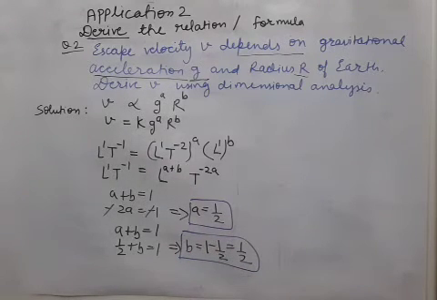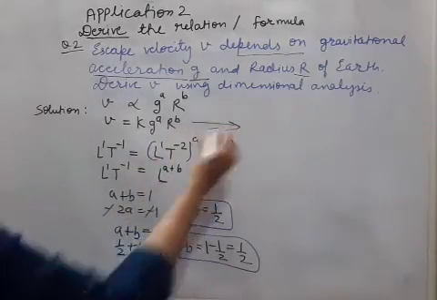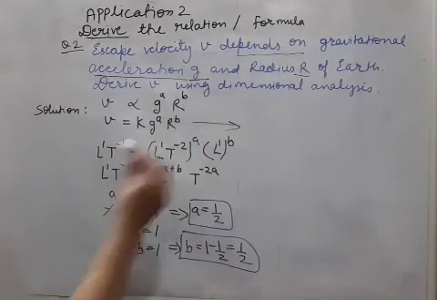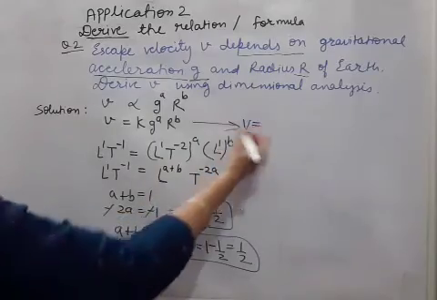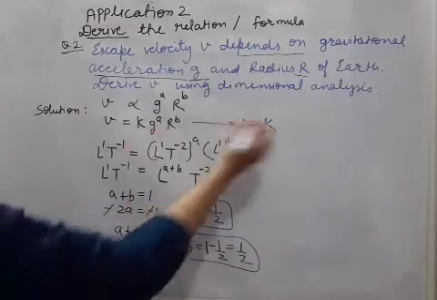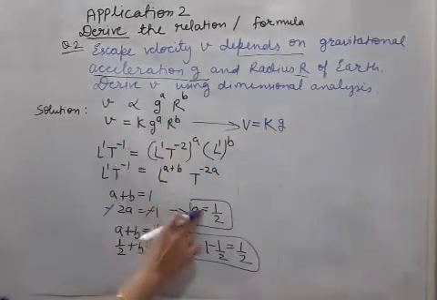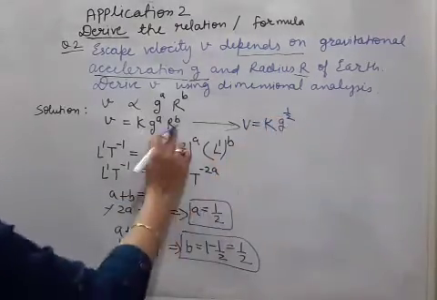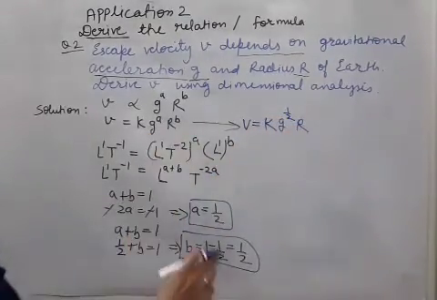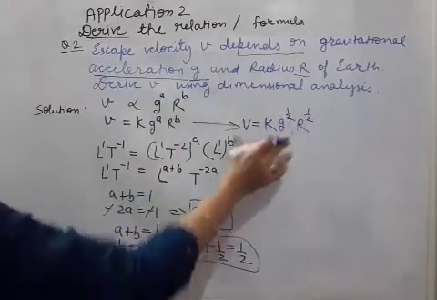We have obtained 2 answers. The last thing is that in this formula, we have to substitute the values. So the final answer is v equal to k g power a, where a means half, and r power b, where b means also half. This is the last answer.